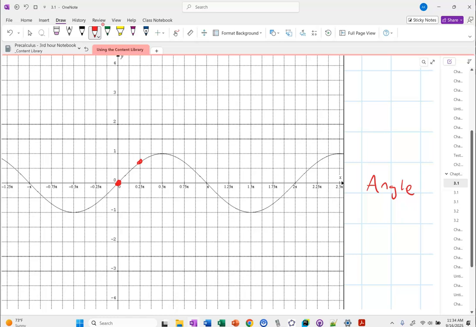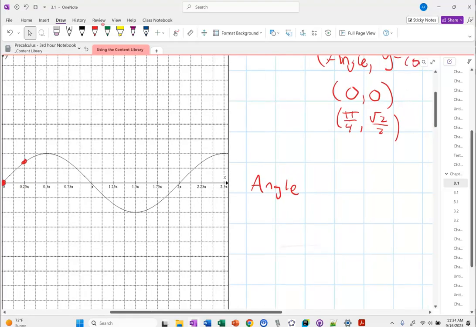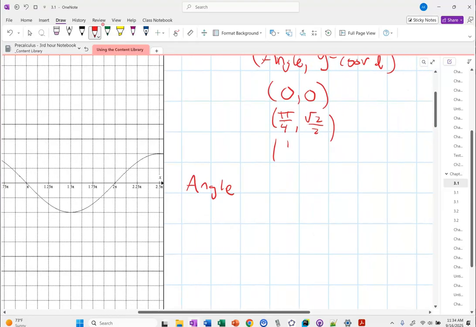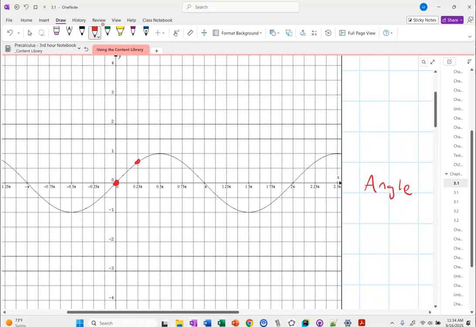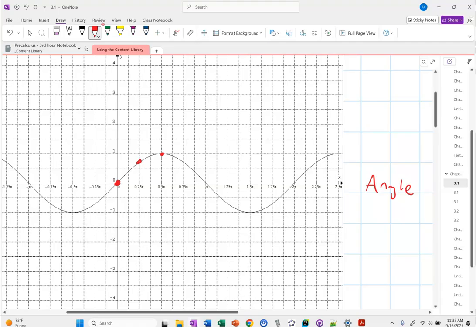Next, let's go to 0.5 pi, which as a fraction is pi over 2. What is the y-coordinate at pi over 2? It's 1, thank you. I'd love for all of you to be answering on this, just so I can see you practicing using your unit circle. Does everybody see what's happening here?